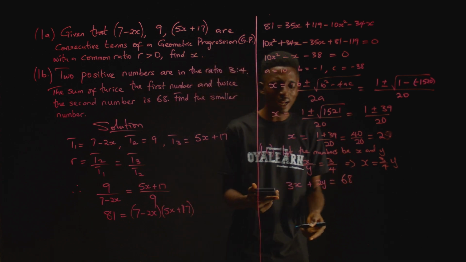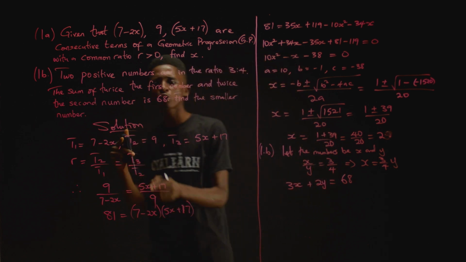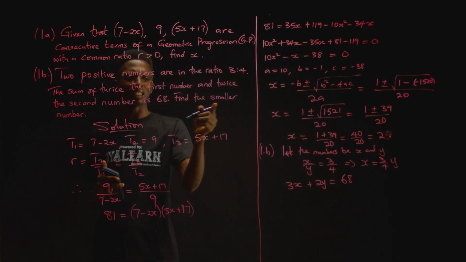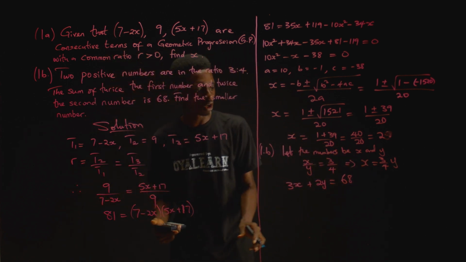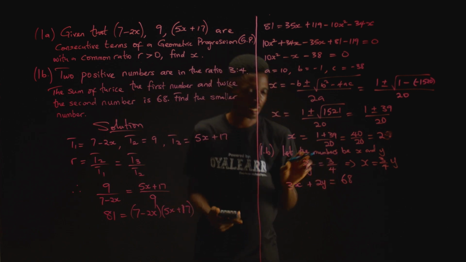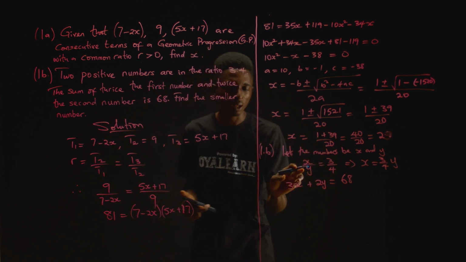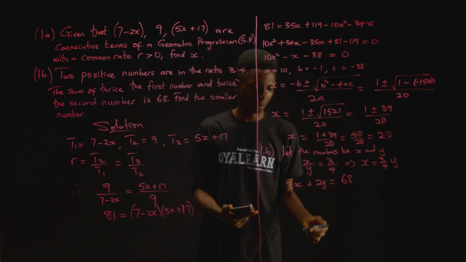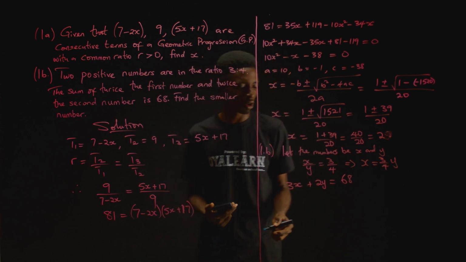And now, we already have a value for x. Since the question says we should solve for the smaller number, the question itself does not tell us which one is smaller, but from the ratio here, we can see that x is the smaller number while y is the larger number. So in that case, we have to solve for x. So what do we do to solve for x?